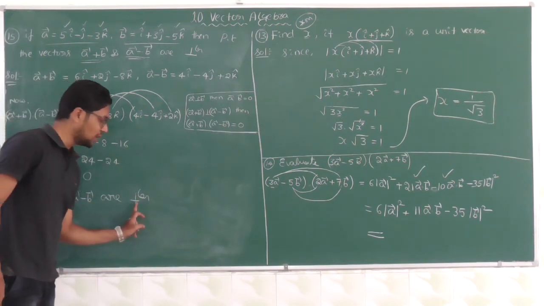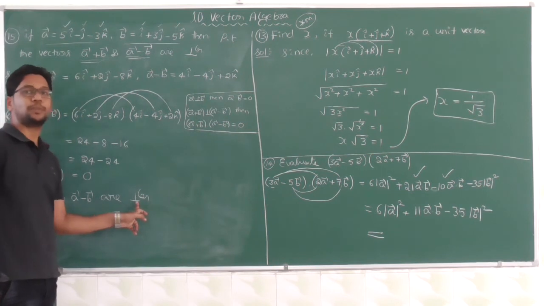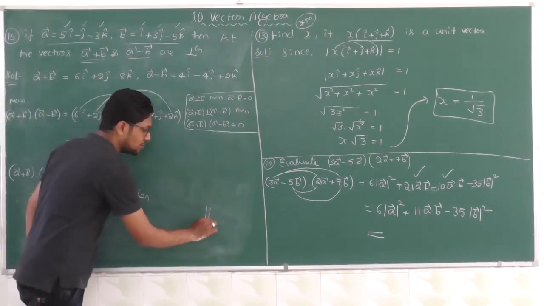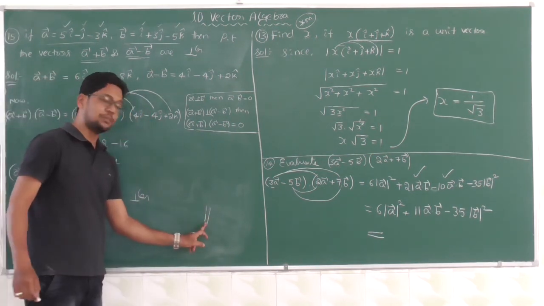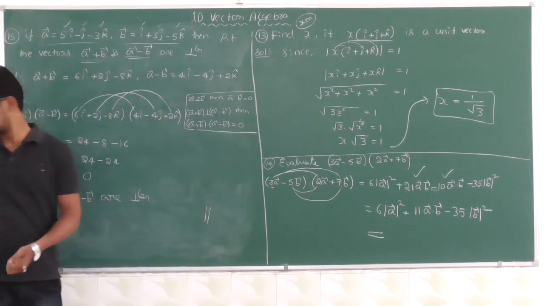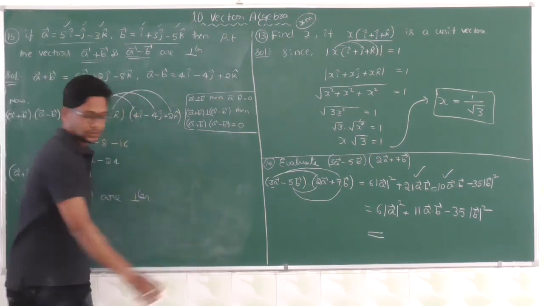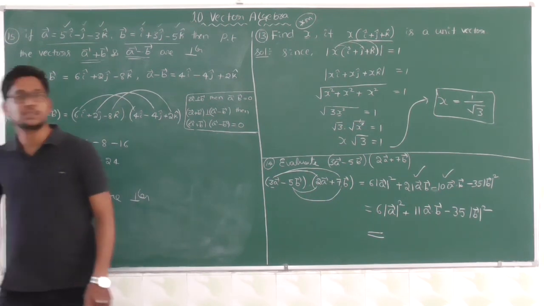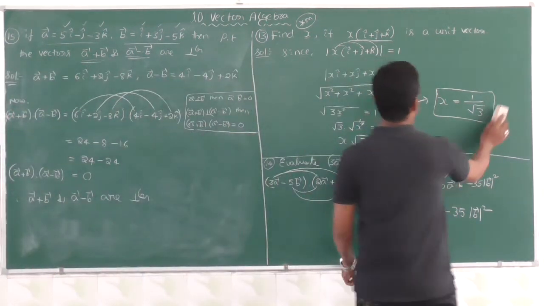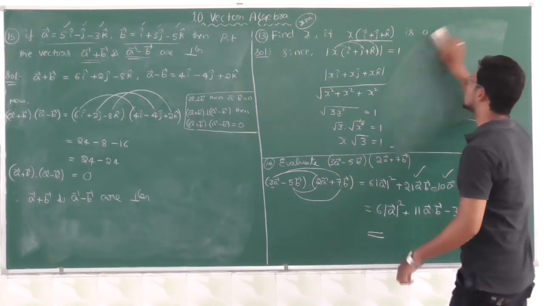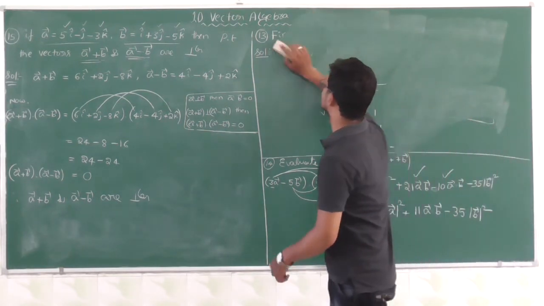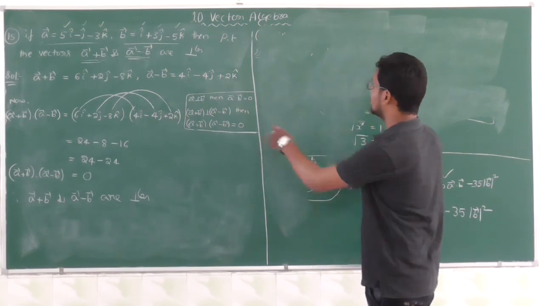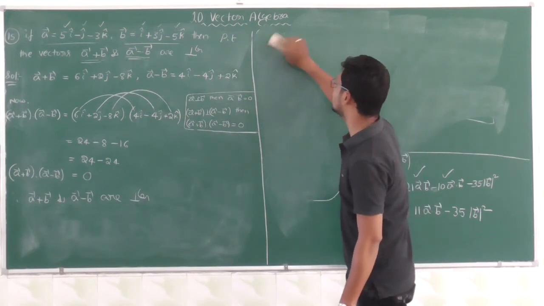I told you that this symbol represents perpendicular. This symbol represents parallel. Instead of writing the words, I am writing in the form of symbols. Kindly note down the 15th question in your notebook.